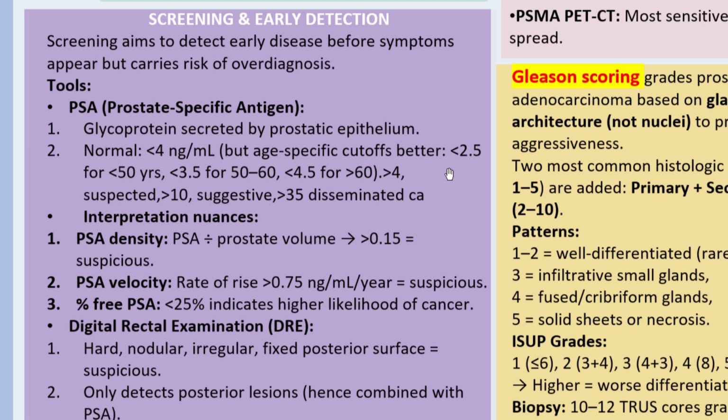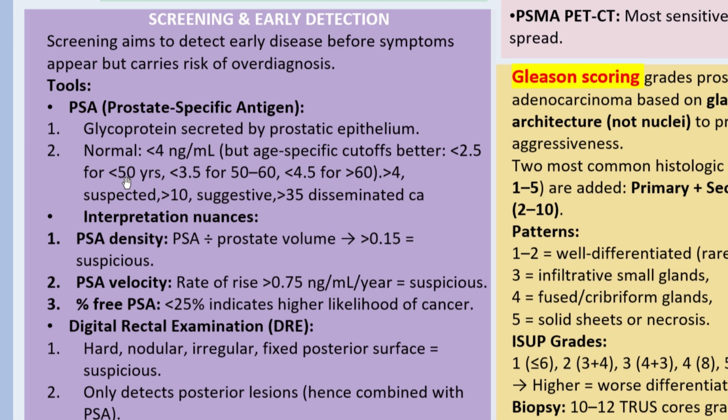So there are age-specific cutoffs that have been put. For example, someone who is less than 50 years should have less than 2.5, less than 3.5 for 50 to 60 years, and greater than 60 years, we expect to have less than 4.5. But generally, if someone has greater than 4.5, we can suspect maybe something is going on. Greater than 10 is suggestive of a cancer. And when we have greater than 35 nanograms per ml, that is a sign of disseminated cancer.